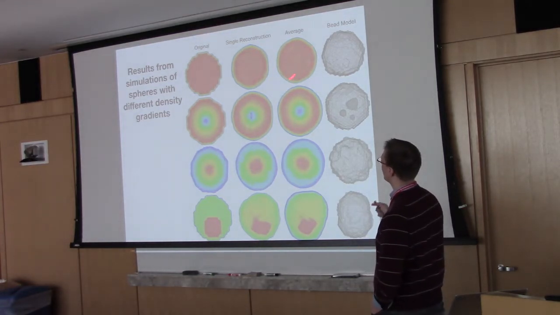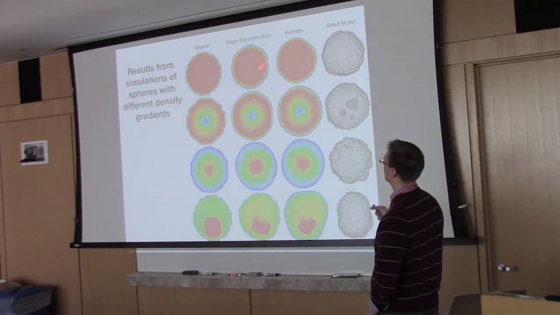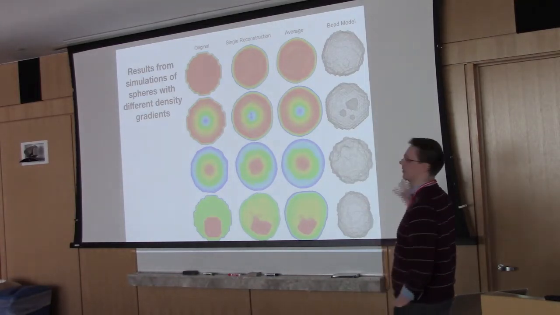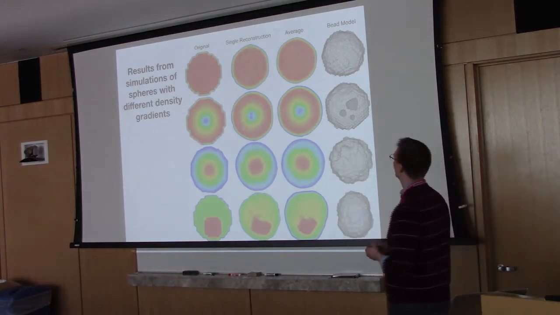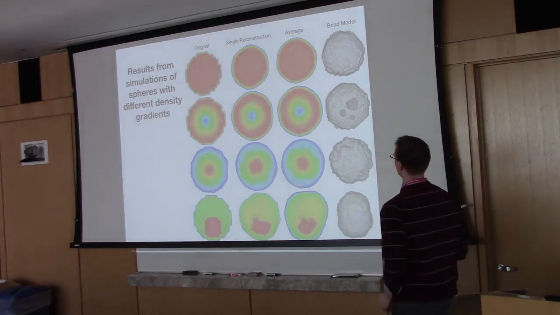And you can see that in the case of the flat electron density, it reconstructs the flat electron density for both single reconstructions and the average. And it does equivalently as what bead modeling does. Bead modeling is designed for exactly this thing. Uniform density, and spheres are like the ideal shape.